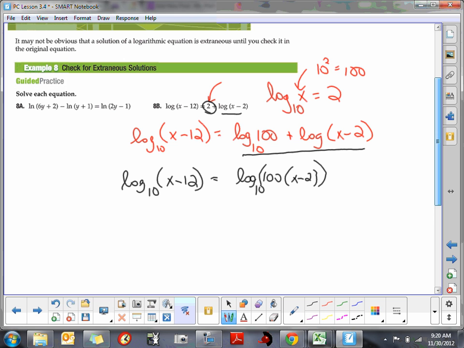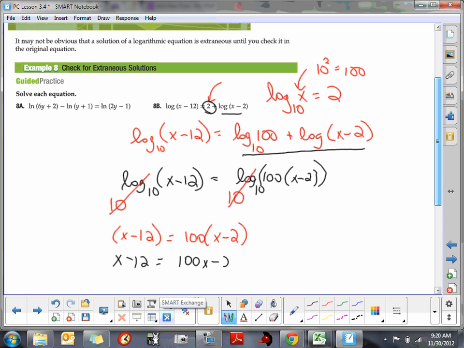Now to get rid of a log base 10, I'm going to exponentiate to a base 10. Before we were using e because it was a natural log, and e is the inverse of a natural logarithm, and an exponential base 10 is the inverse of a log base 10. So what we get is x minus 12 on the left side. On the right side, the inverses reduce, and you have 100 times x minus 2. This looks like it'll be a linear equation, so we can solve it. We've got x minus 12 equals, by distributing, 100x minus 200.